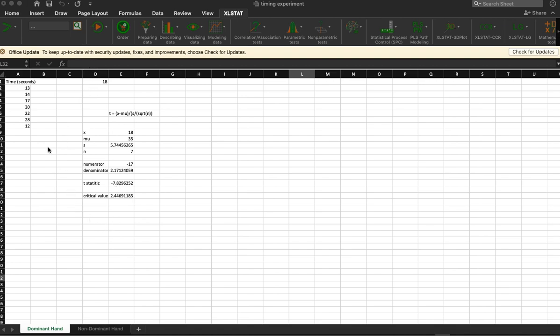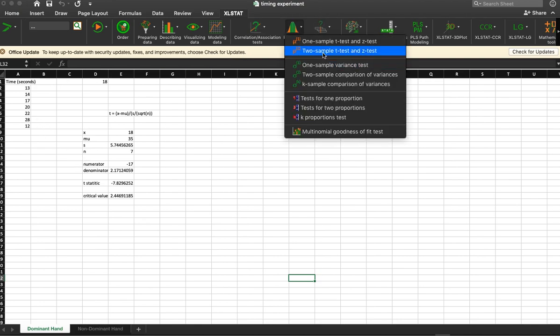All right, so one of the things that can be hard with this is just getting a sense of how things look visually, and XLSTAT can help us with that too. So let's go back to our parametric test. One sample.